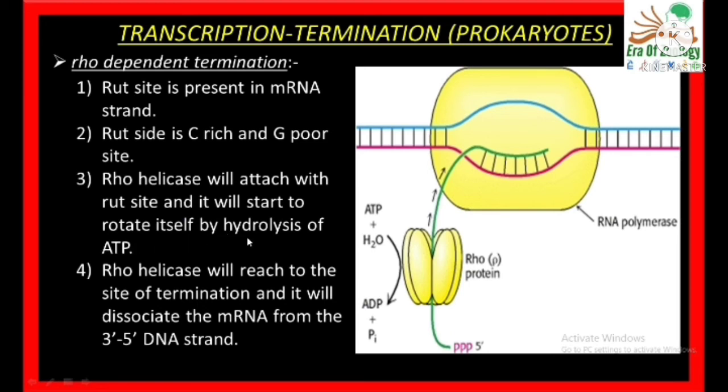rotate itself by hydrolysis of ATP. You can see that ATP and H2O react, forming ADP plus Pi, and this gives the energy to the Rho protein to rotate itself. Then the Rho helicase will reach the site of termination and dissociate the mRNA from the 3' to 5' DNA strand. So this is how Rho dependent termination occurs.